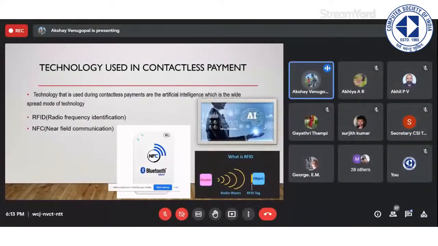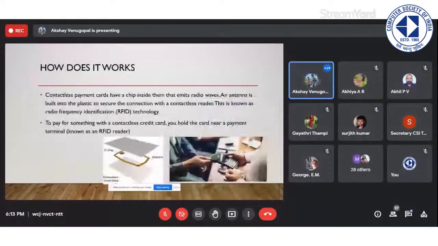Next, how does contactless payment work? A contactless card has a chip which emits radio waves. An antenna is also built into the plastic to secure the connection with the contactless reader. As we can see in the picture, there is an IC chip and an antenna embedded in the plastic card, which can be classified as a contactless smart card. To pay with a contactless credit card, just hold your card near a payment terminal or POS machine. Wave your card across the terminal and you're ready to go. The payment is done fast and simple.